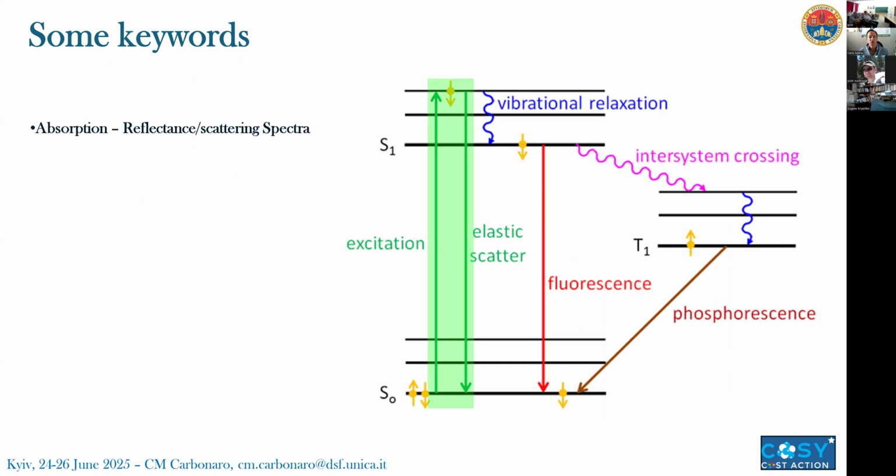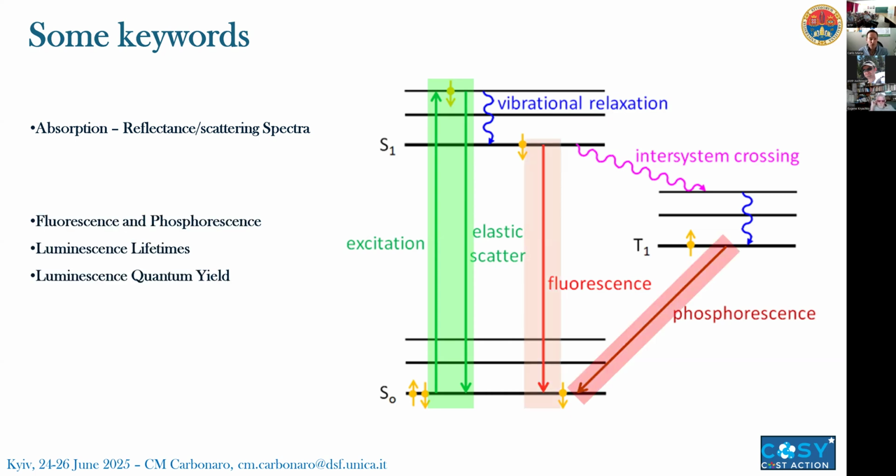We have, of course, the absorption spectrum, or the reflectance and the scattering spectra, which are related to this same concept, where we have the transition from the ground state of our molecules to the first or second and so on level of the molecule itself. Then from that, we can have the production of different light emitted by the molecules.